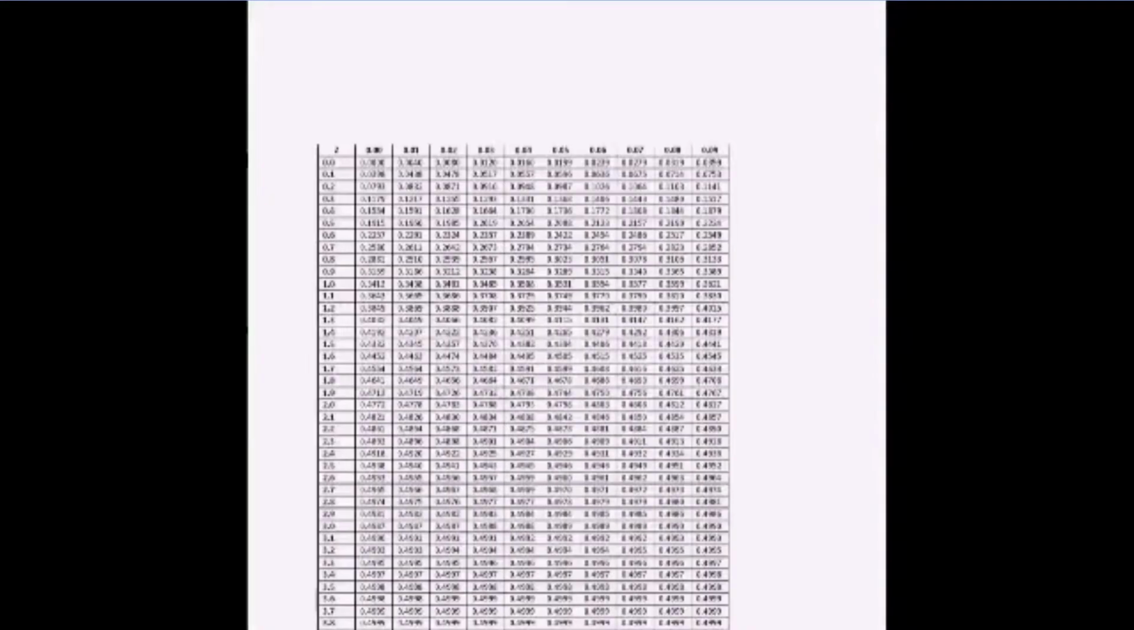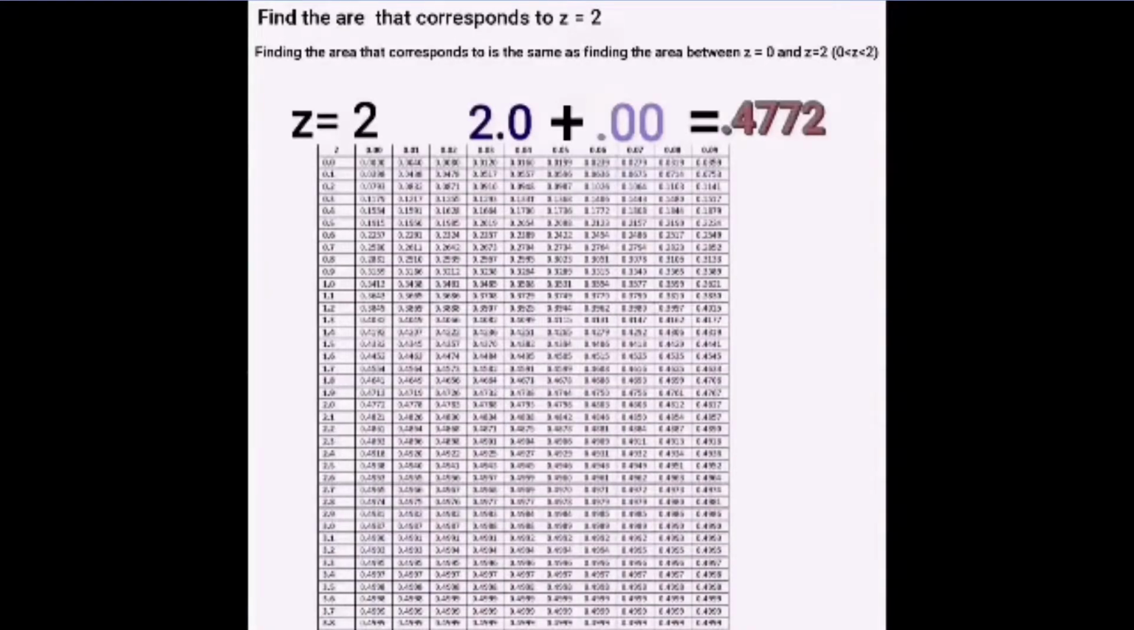Find the area that corresponds to z equals 2. So yung z equals 2, parehas lang siya kapag nakita nyo yung between z equals 0 and z equals 2, or using the interval notation, yung z niya is greater than or equal to 0 but less than 2. Okay, so between 0 and 2, titignan muna natin saan ba natin nakikita yung 2.